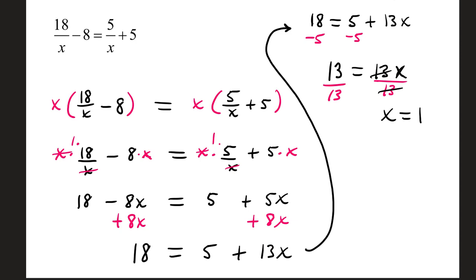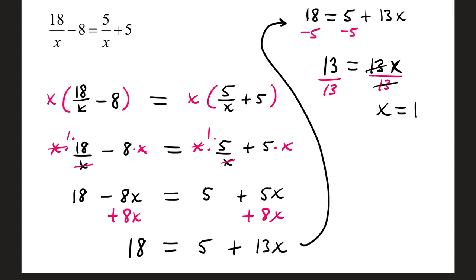And now, to get the numbers on the other side, towards the top right of your screen, I just recopied the bottom here. I moved it up, recopied it. Subtract 5 from both sides. That keeps the scale balanced. 18 minus 5 is 13. 5 minus 5 is 0.